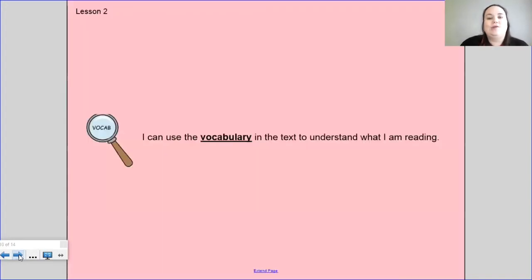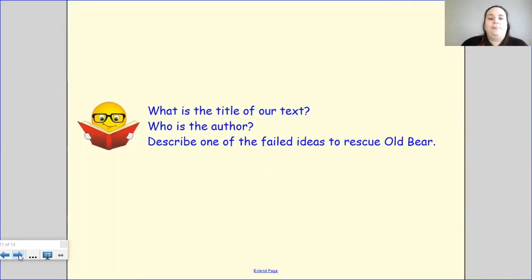And here's lesson 2. Lesson 2 is all about vocabulary and being able to use the vocabulary in a text to understand what I am reading. So if you paused and you're doing this another day, here's some retrieval questions for you. What is the title of our text? Who is the author? Describe one of the failed ideas to rescue Old Bear.